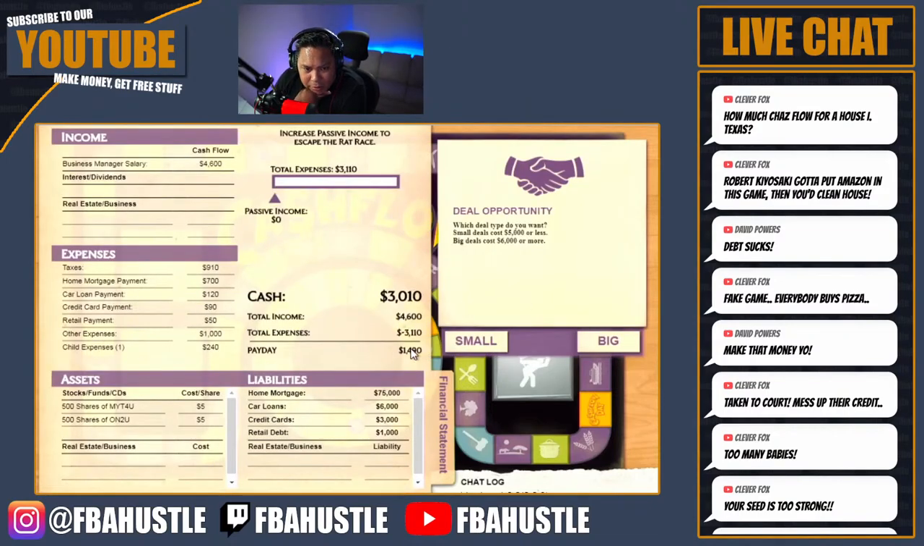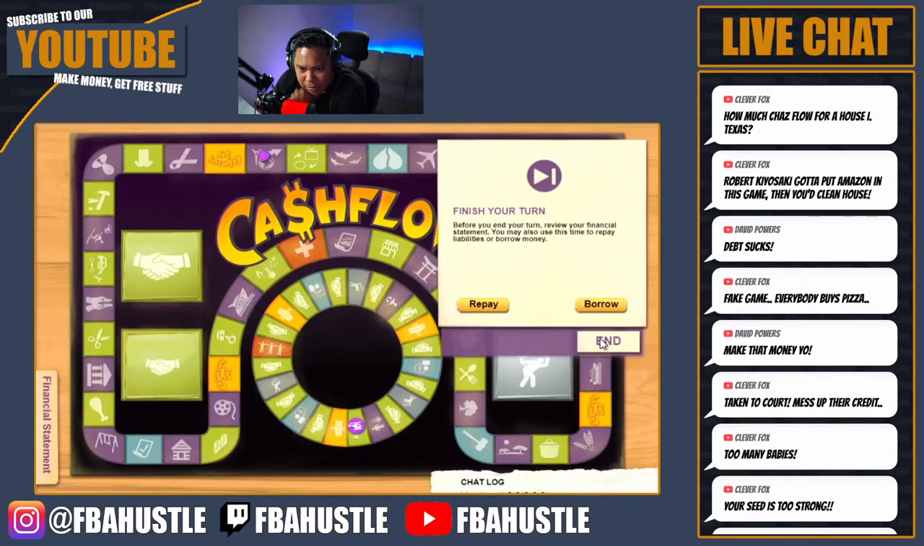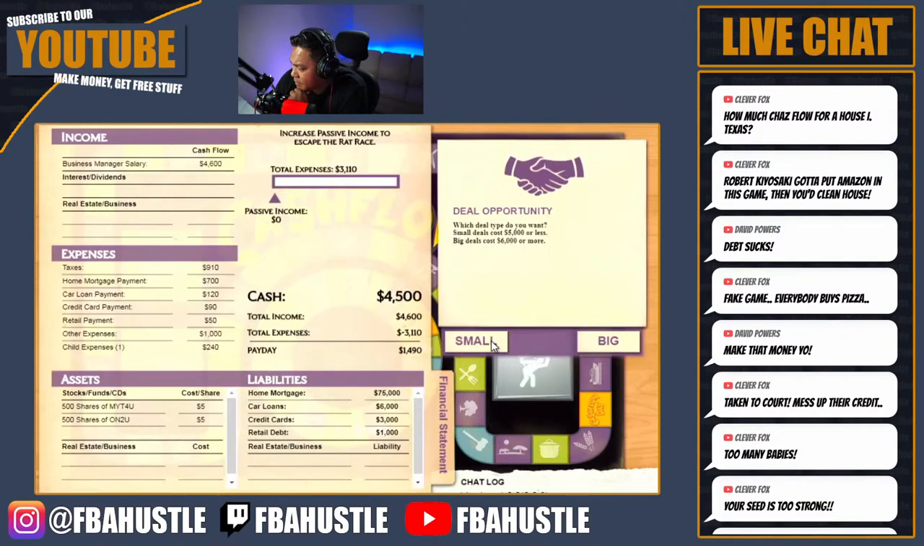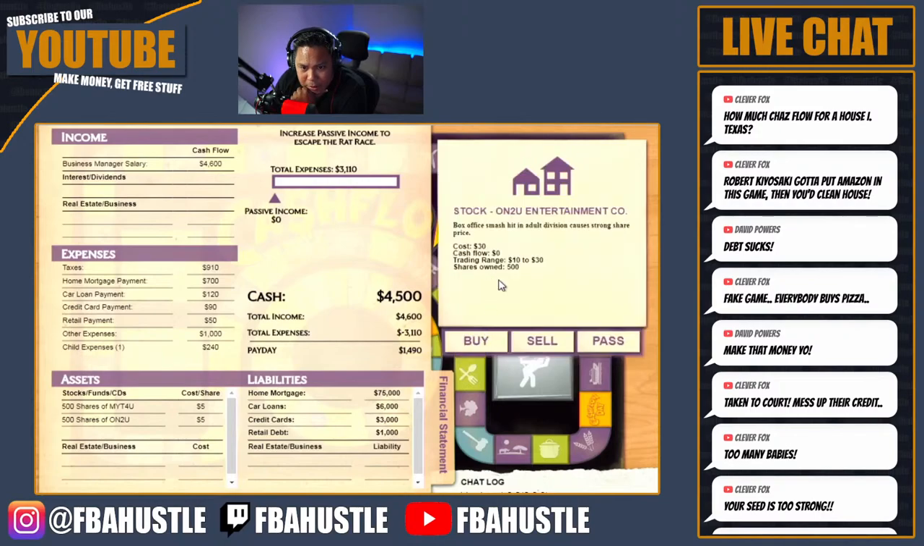All right, cash on hand, 3,000. Still no big loans. Waiting on these to sell. So we'll do another small. Preferred stock, two big power, 1,200, cash flow 10. I don't like buying those, so I'll pass. Okay, we're at 4,500. Small deal. Alrighty, there you go. On to you.